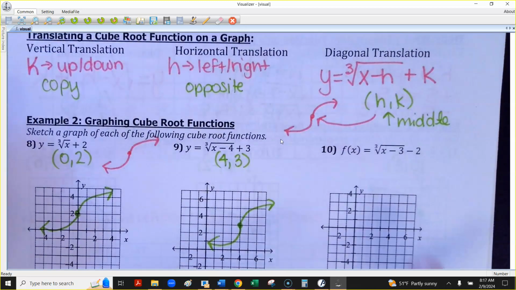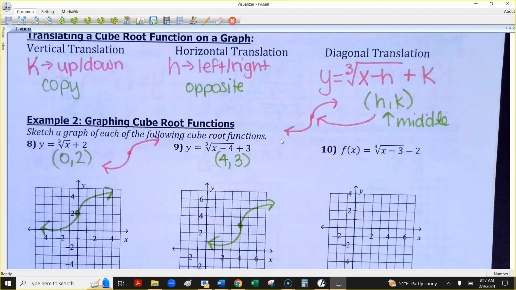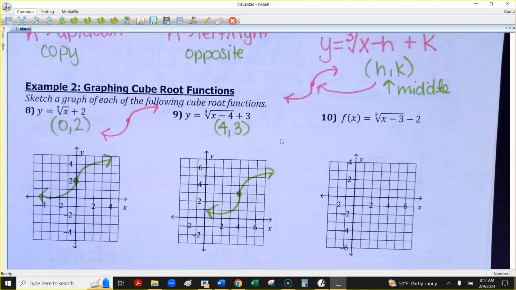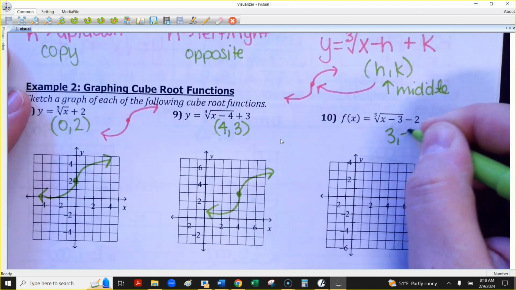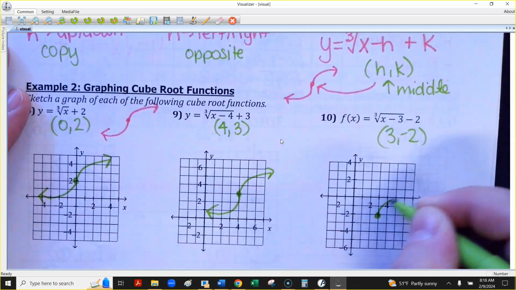Where would the middle of this last one be? I've got cube root of x minus 3 and then minus 2 on the outside. What would the middle of that be? Don't everyone volunteer at once. What would the middle be? (3, -2). All right, so over 3, down 2, we'll sketch.